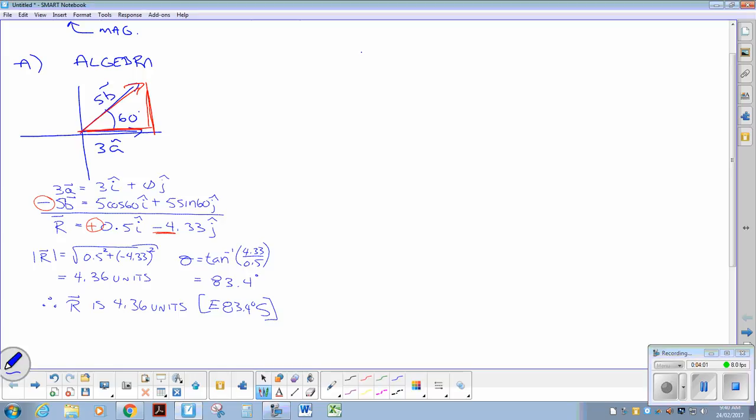Now I'm going to do the geometric method. Like I said, if you're comfortable with the algebraic method, you're probably going to do it that way, so the geometric's not going to be overly helpful. However, for the geometric method, it's that picture that trips everyone up. So, again, starting off with 3A. Now here is the trick. I'm going to draw it in green. That is 5B at a 60 degree angle.